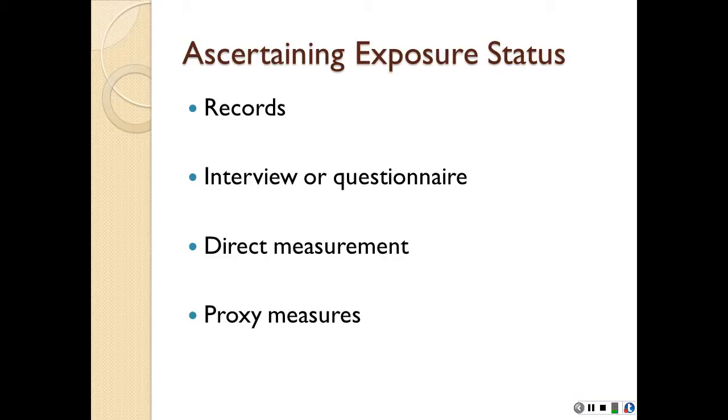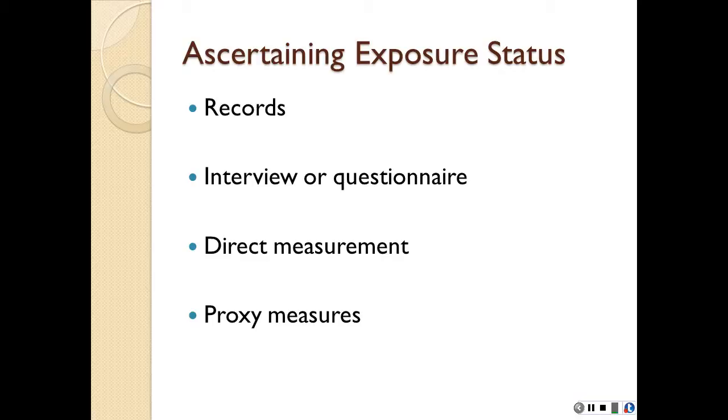Depending on what we're looking for, sometimes we can assess exposure through medical records. So, did people have a certain type of surgical procedure, right? That might be our exposure of interest. Sometimes we can assess through interviewer questionnaire. Did this happen to you? Did you ever take this drug? Did you ever fall down? And then sometimes we can directly measure it through blood tests.